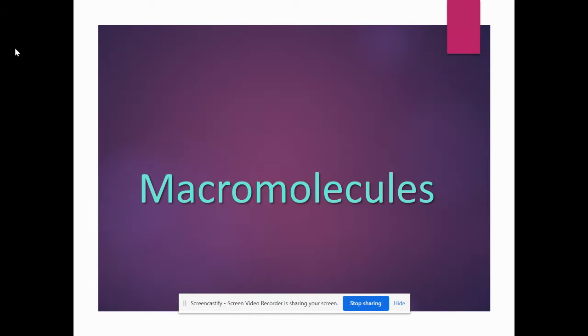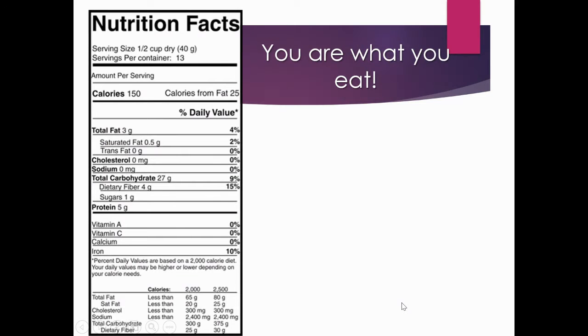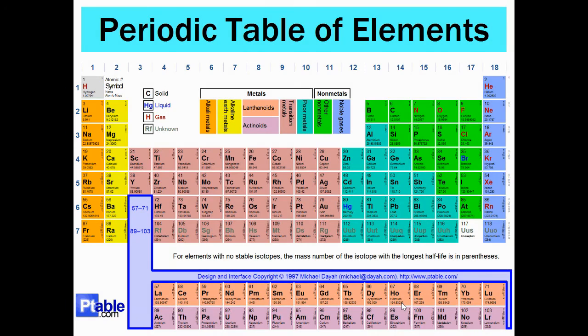All right, guys, today's lesson is going to be about macromolecules. So, you have probably heard the expression, you are what you eat. Well, that is actually true. When you look at a nutrition facts label, there are three main types of nutrients. We see total fat, total carbohydrates, and proteins. Those three things, and nucleic acids, are what your body is made of. Those four things we're going to talk about today are known as macromolecules.